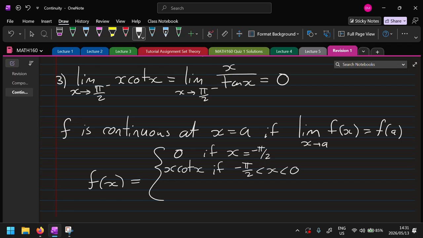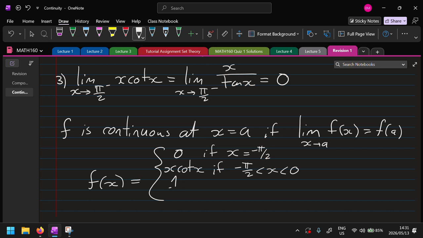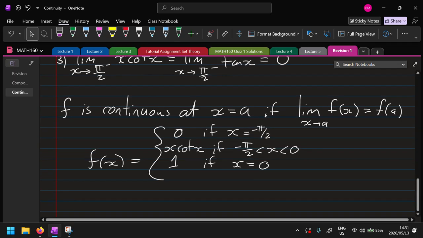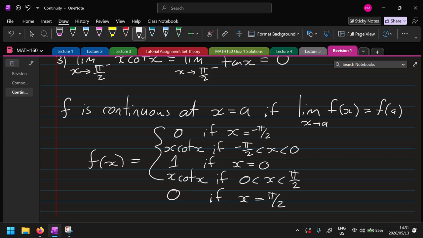Okay. What happens at 0? What was the limit at 0? 1. So it should be 1. Okay. And then between 0 and pi over 2, there's no issues, so we can just leave it like that. And at pi over 2, we said that the limit was 0. Okay. So we get this function here.